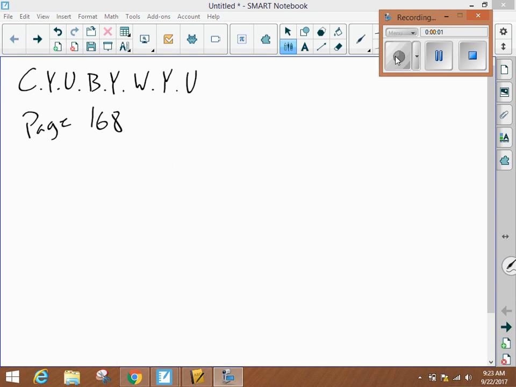Beginning on page 168, number 1. There's a little pretty picture of a mouse. It's a white mouse. Hey, they collected data on the weight of a male rat. Oh, not cool anymore. Thought it was a mouse. For the first 25 weeks after its birth. So we're looking at the weight.